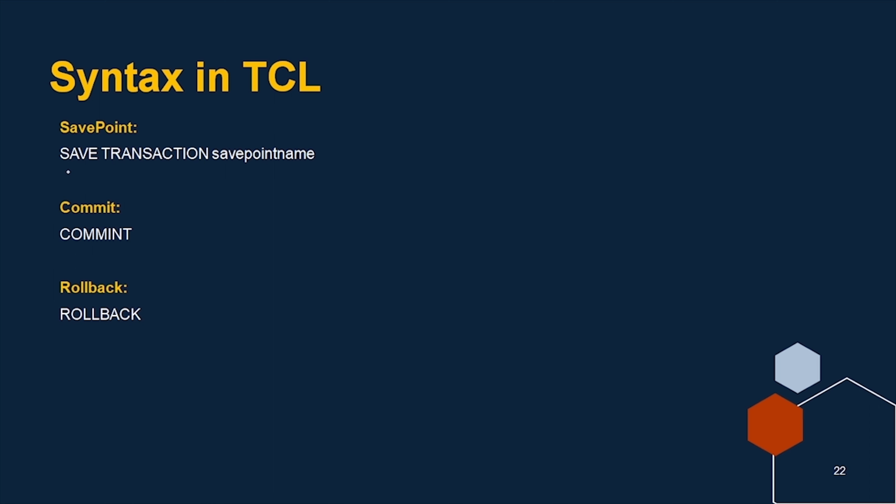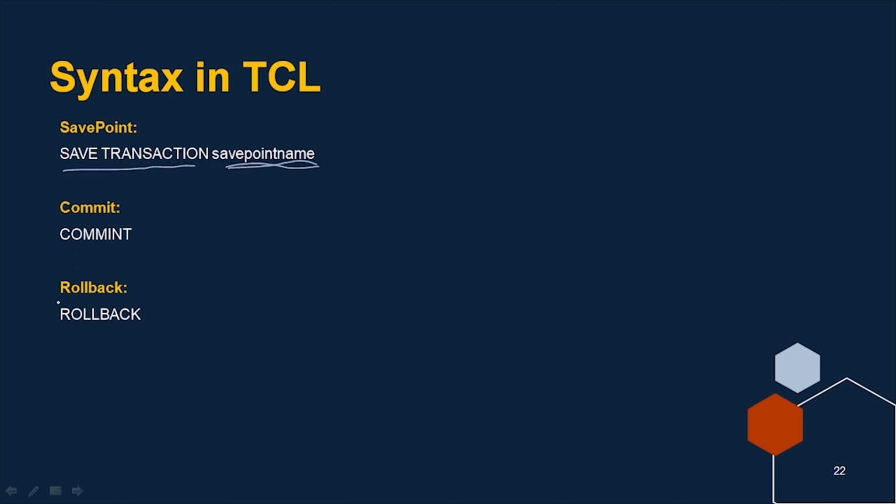Savepoint. The savepoint command in TCL is basically used to temporarily save a transaction so that we can roll back to that point whenever required. So we will write save transaction, and then provide the savepoint name. We can mention any kind of name here. Commit. The commit command in SQL is used to permanently save any transaction into the database whenever we use any DML operation in our database. We just need to type commit, then the data will be saved in our database.